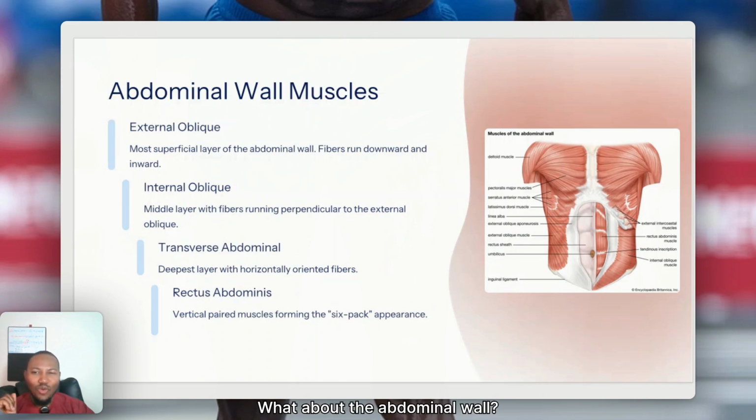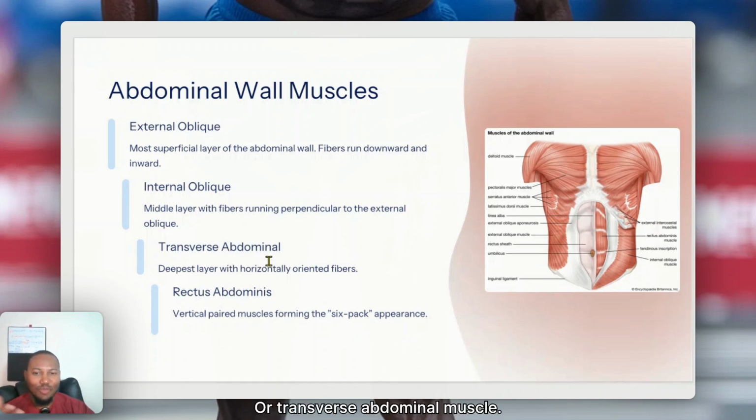What about the abdominal wall? How about if they ask you the deepest muscle of the abdominal wall? What is it? Have you thought about it? Remember what we discussed before? The deepest layer is the transversus abdominis, or transverse abdominal muscle. Very, very important. This one lies deepest. Which one is the most superficial? External oblique. Deepest, transversus abdominis. Which one gives us six packs?